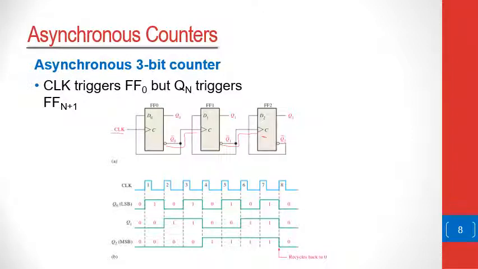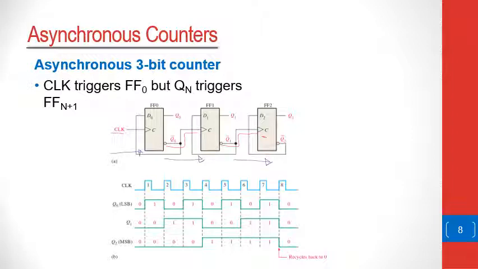So the clock will trigger flip-flop 0, flip-flop 0 will trigger flip-flop 1, and flip-flop 1 will also trigger flip-flop 2. This is how the state will ripple through, from flip-flop 0 all the way to flip-flop number 2. And in this example, it will give you a 3-bit counter.